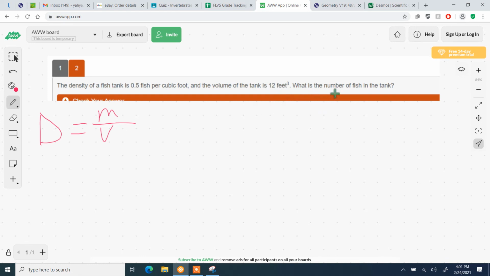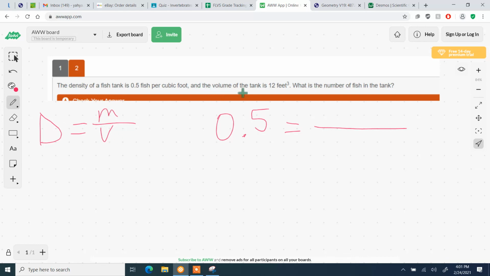Let's try to plug in what we can. So 0.5 fish per cubic foot. Where does that go? Whenever you see something per something, that's going to count as D, density. So I'm going to write that in, 0.5 fish per cubic foot equals stuff per volume.